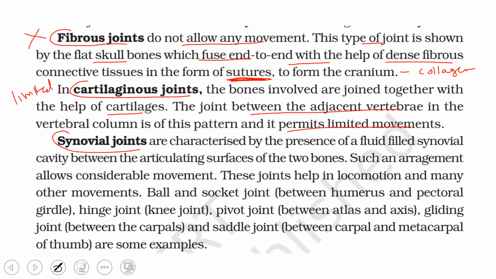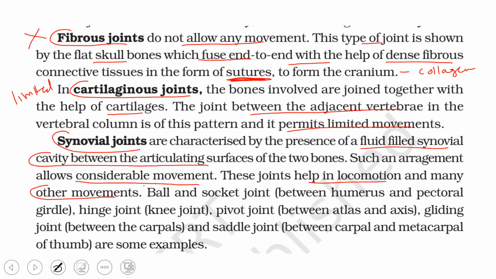Then the most important are synovial joints. They have a fluid-filled capsule or synovial cavity, mainly seen in our knee joint, in our hands, and at the shoulder region. There is greasing material which prevents friction, and it allows a considerable amount of movement. We can run, stretch, and rotate our hands, all because of synovial joints. It helps in locomotion and is used in different sports.